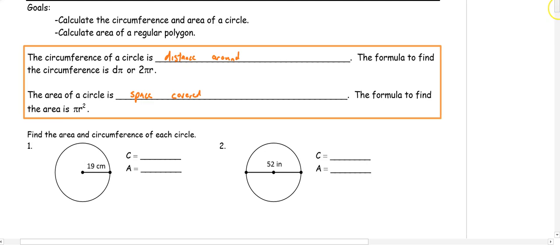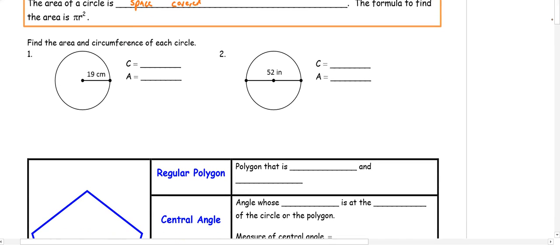So in number 1, we have a radius of 19. To get the circumference, we're going to do 2 pi times 19, which gets us 38 pi centimeters. For the area, we're going to have pi 19 squared. Remember that we're only using the 19 squared in the calculator, not the pi. So we get 361 pi centimeters squared.